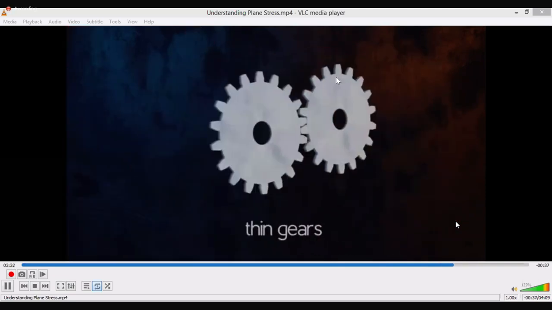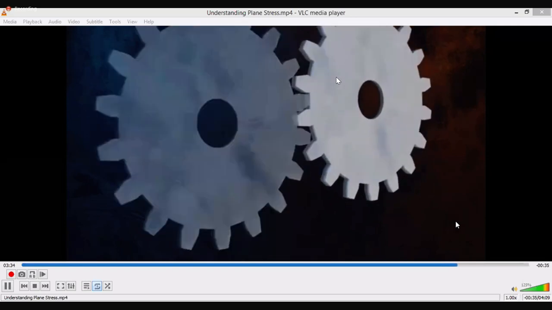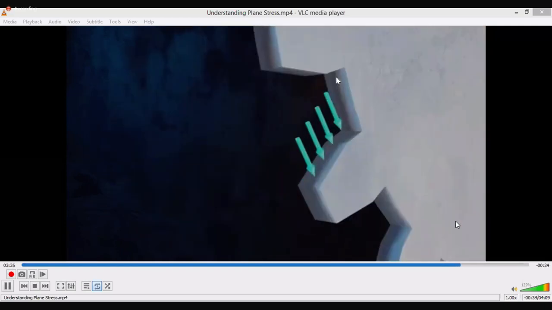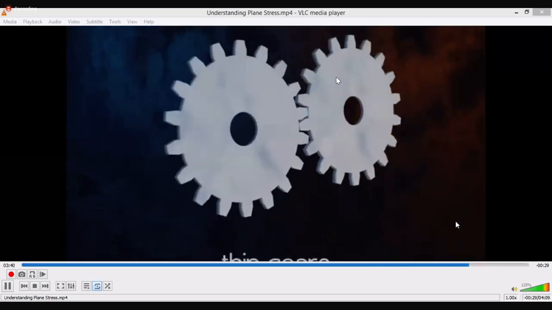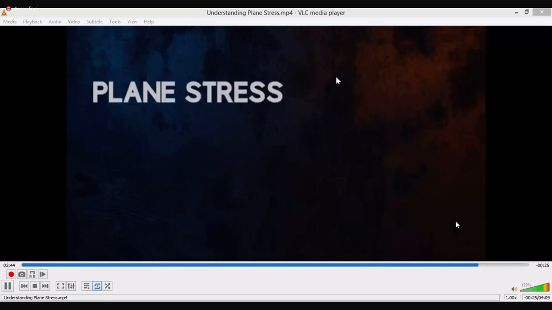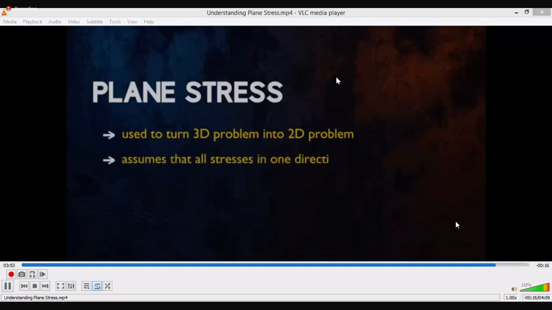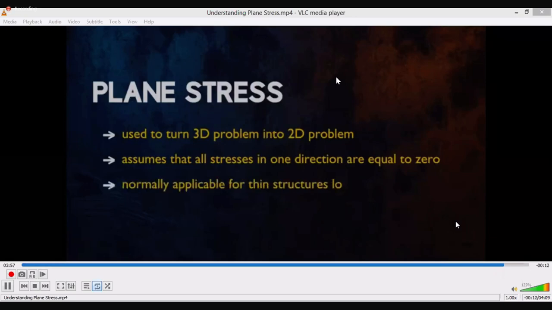The teeth of a spur gear can also sometimes be modeled using plane stress conditions if the width of the gear is narrow enough. So, to summarize, plane stress is a simplification which can be used to turn a three-dimensional solid mechanics problem into a simpler two-dimensional one by assuming that the stresses in one direction are equal to zero. It is normally applicable for thin structures which are loaded in a single plane.